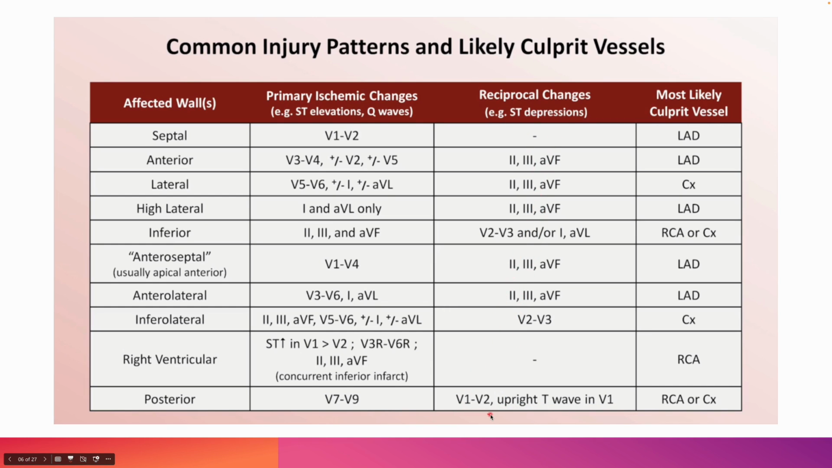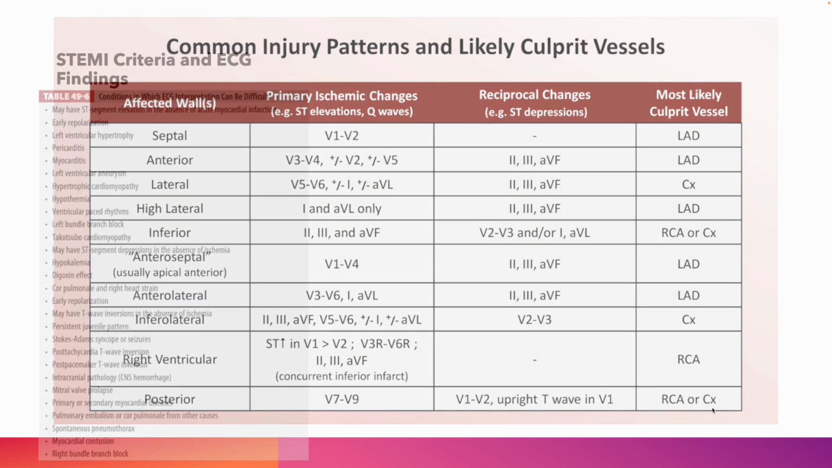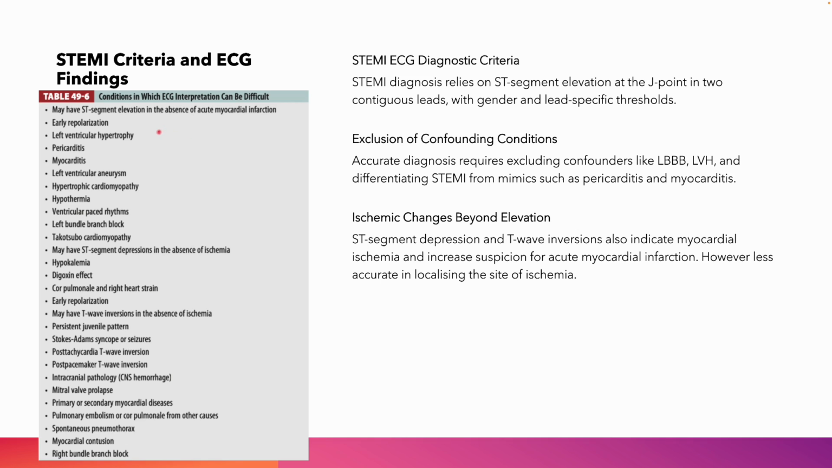And we'll talk about why later. Now of course the artery, RCA or circumflex. Now there are causes or conditions that cause ST segment changes, repolarization changes in the ECG, but are not due to myocardial infarction, and they are all listed here.